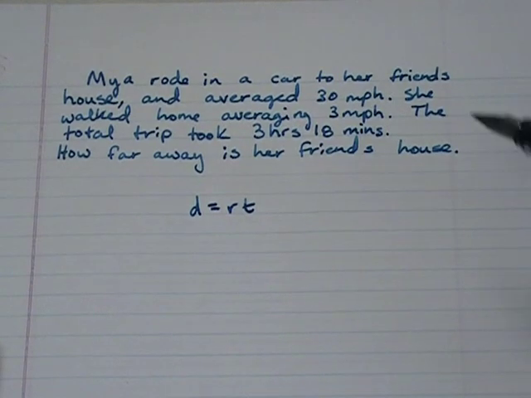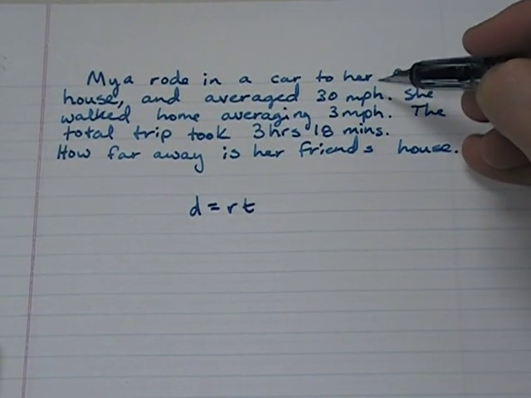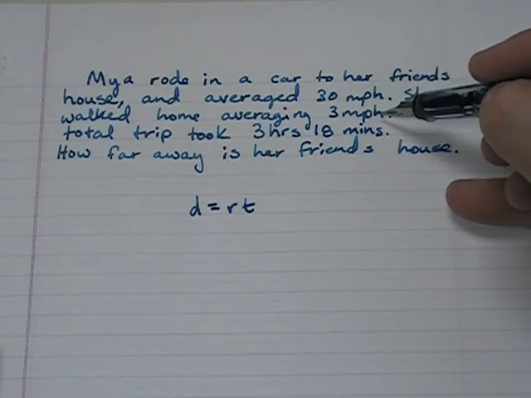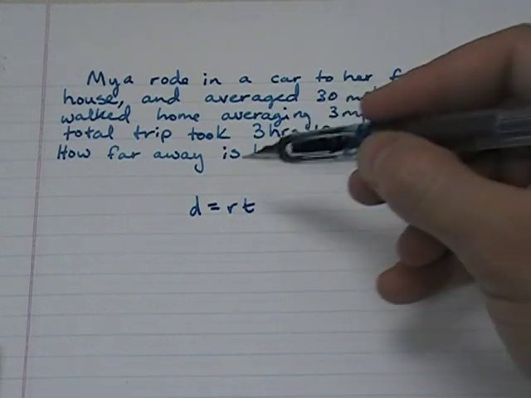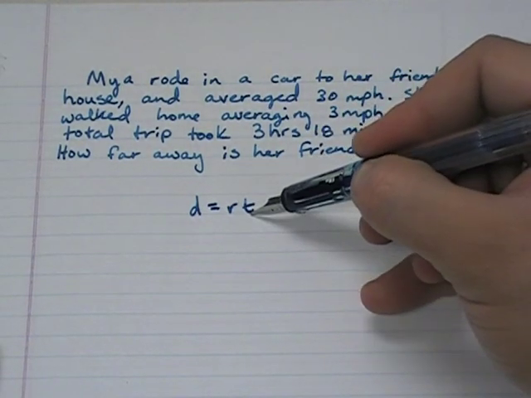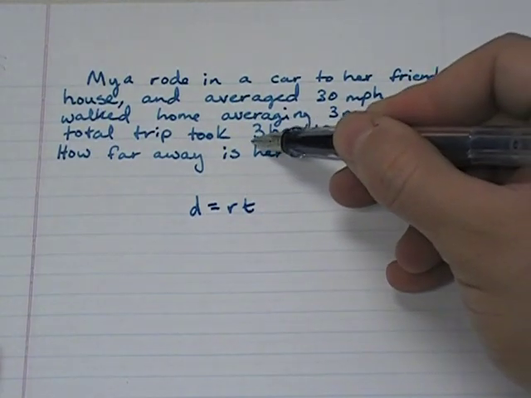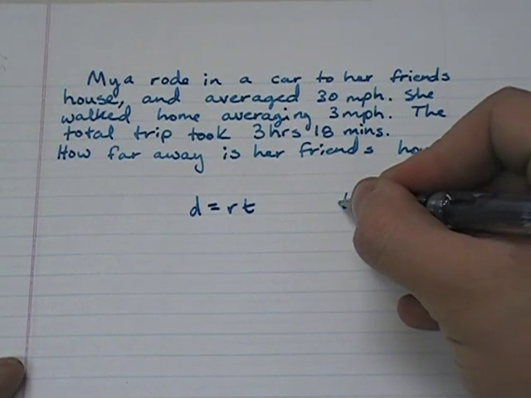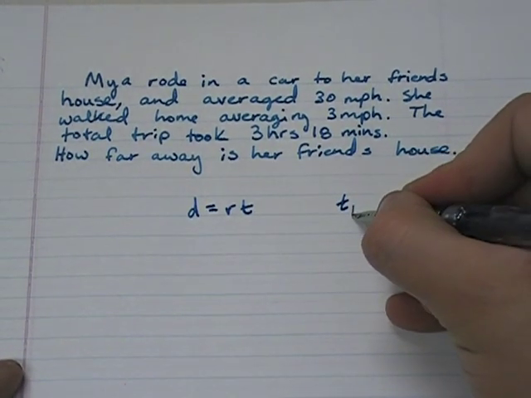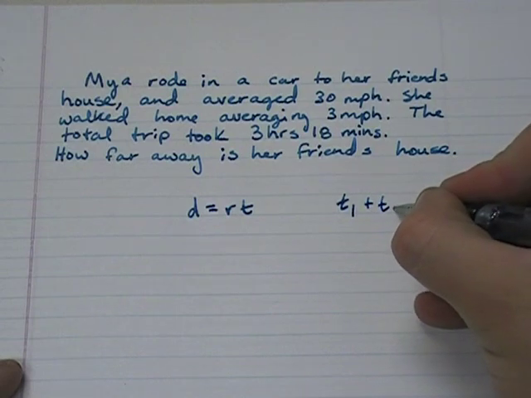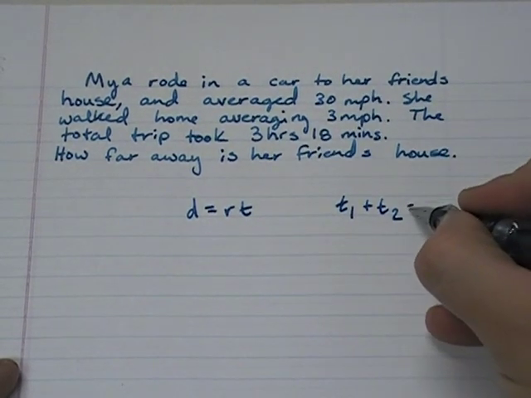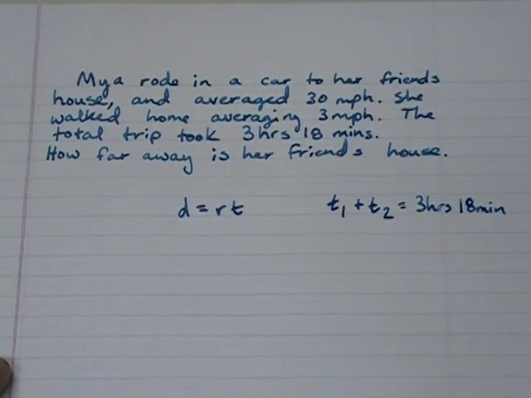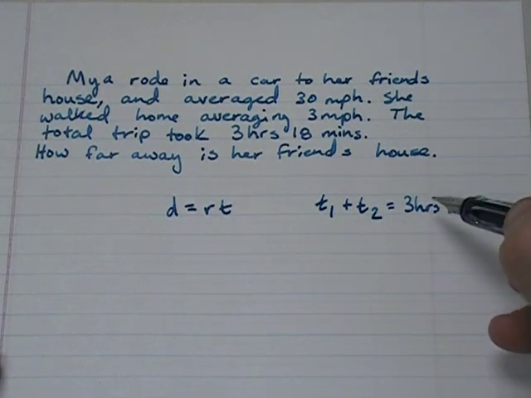Now, before I do anything else, I realize this is in miles per hour. It's a rate and it's in miles per hour, which means our distance has to be in miles and our time has to be in hours. And I look here and my time is given as 3 hours and 18 minutes. So I say T. Now, total time is the time there plus the time back equals 3 hours and 18 minutes. Okay? And immediately I realize I need to do something with this.